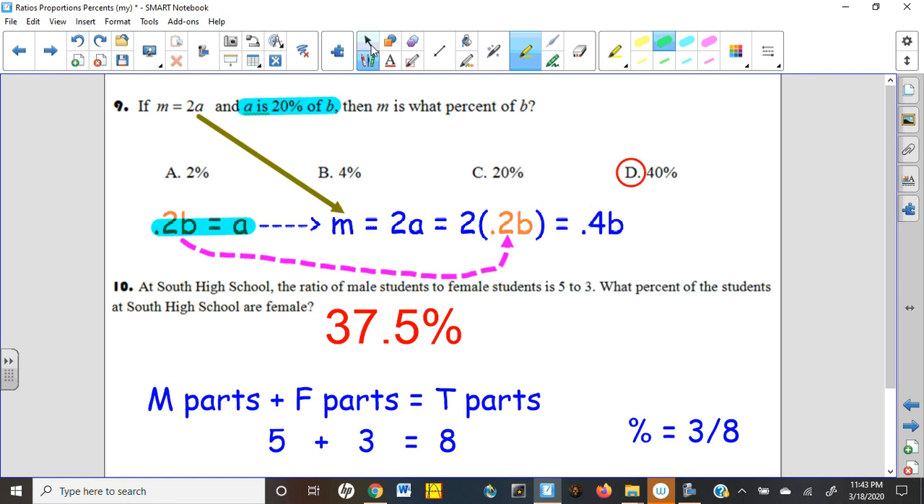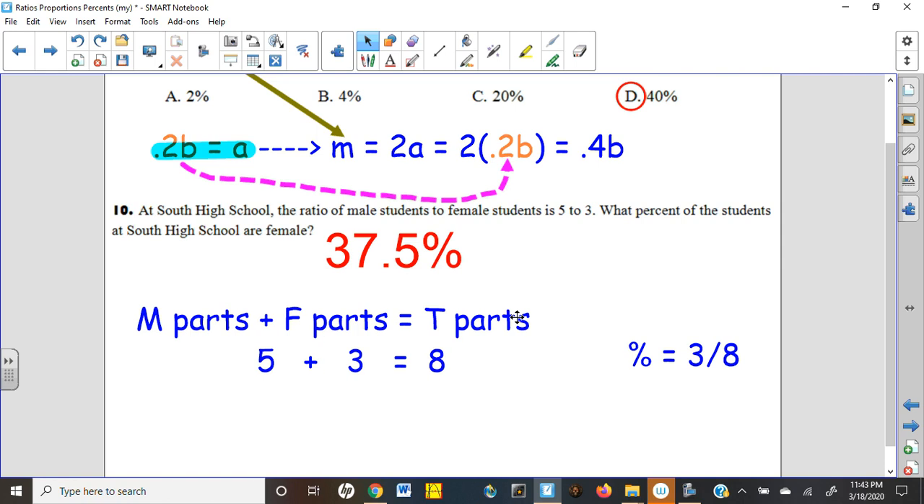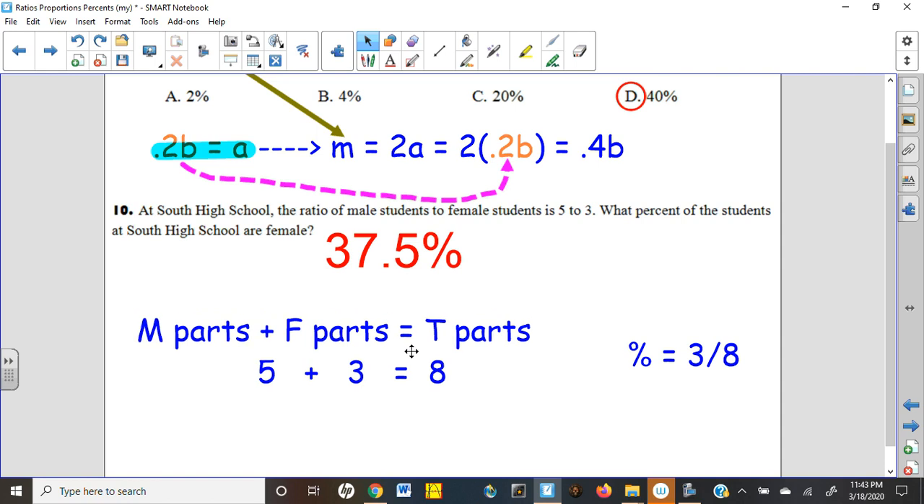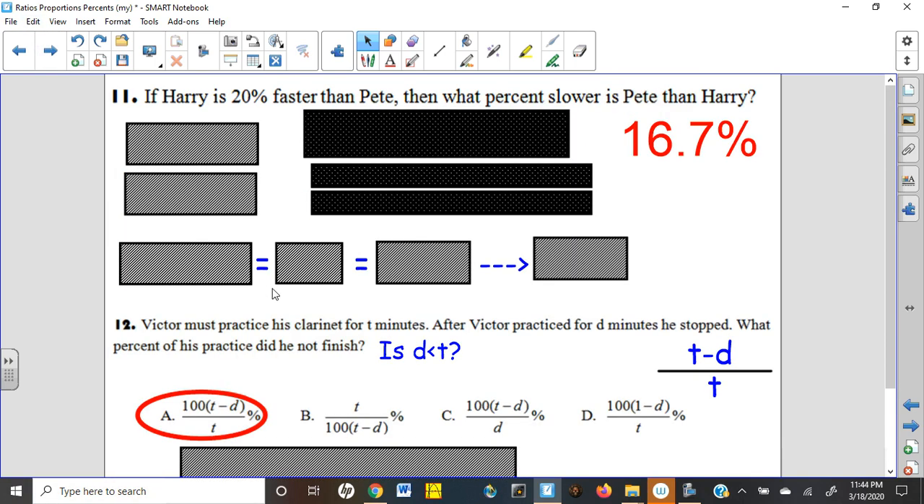Number 10, at South High School, the ratio of male students to female students is 5:3. So the missing part they don't give you is the ratio of total students. But we can get that by saying, hey, if the male parts are 5 and the female parts are 3, the total parts have to be 8. So that means the fraction of the whole school of females is 3/8 and of males is 5/8. In this case, they asked me for the female percentage, so 3 divided by 8, right, is 37.5%.